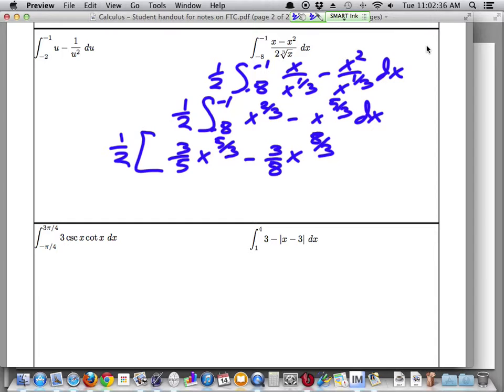When you're dealing with fractions, what's a quick way to get your new exponent? Add the denominator to the numerator, and that gives you your new exponent. So we did 3 plus 2, 5/3, 3 plus 5, 8/3. And we were doing this from -8 to -1. Ryan, what do I need to do next?